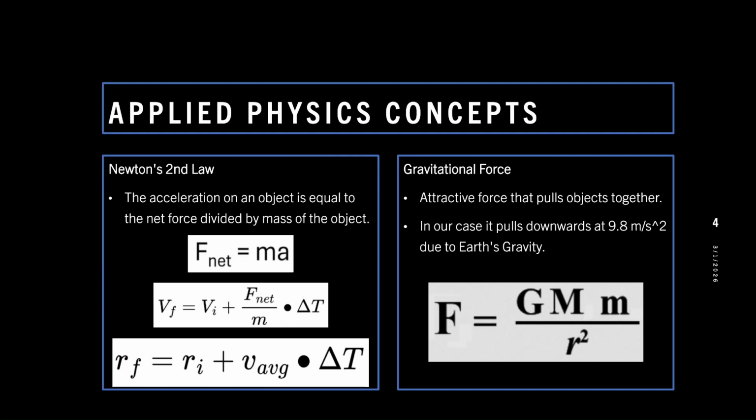Some of the applied physics concepts were, first, Newton's second law, which in our case will tell us that the acceleration on an object is equal to the net force divided by the mass of the object. And if we take the initial formula, F net equals ma, we can derive the velocity update formula and the position update formula, which we will use during our experiment procedure. Then we have gravitational force, which tells us the attractive force that pulls objects together. And in our case, it pulls downwards at 9.8 meters per second squared due to Earth's gravity.